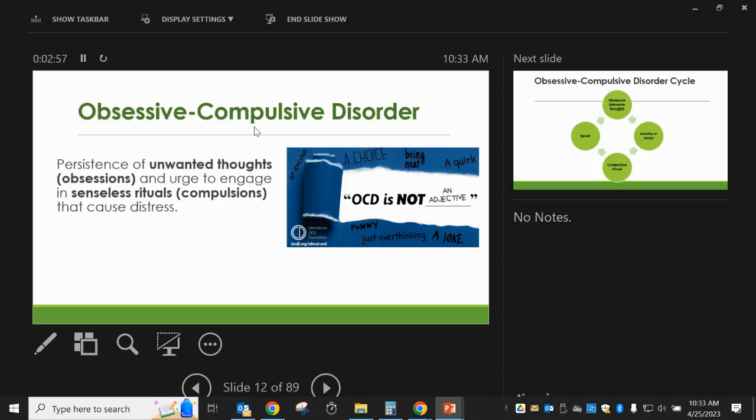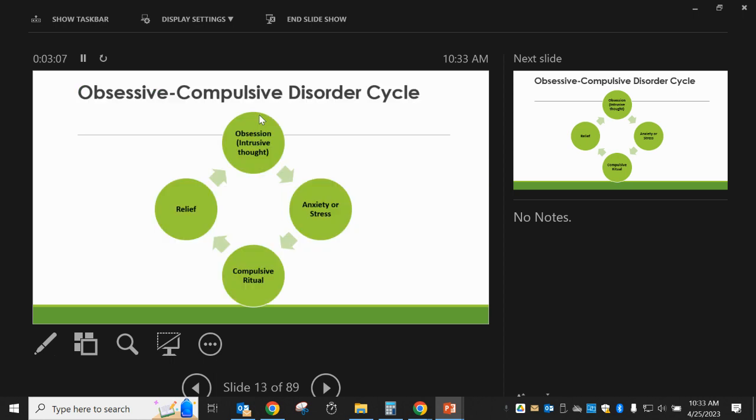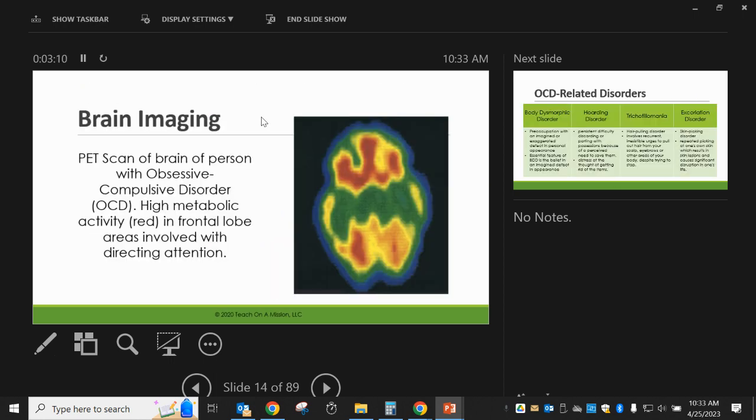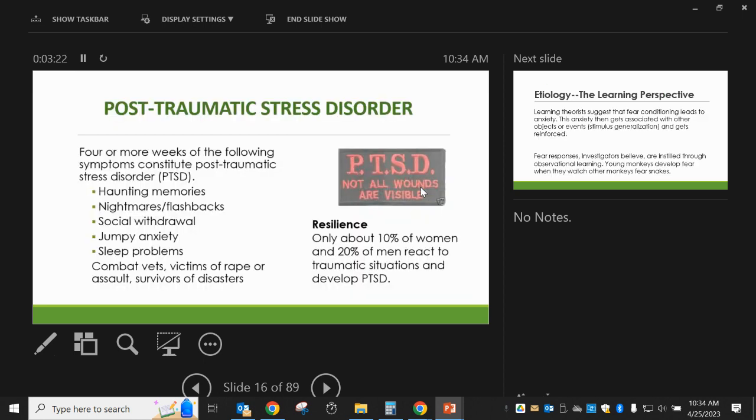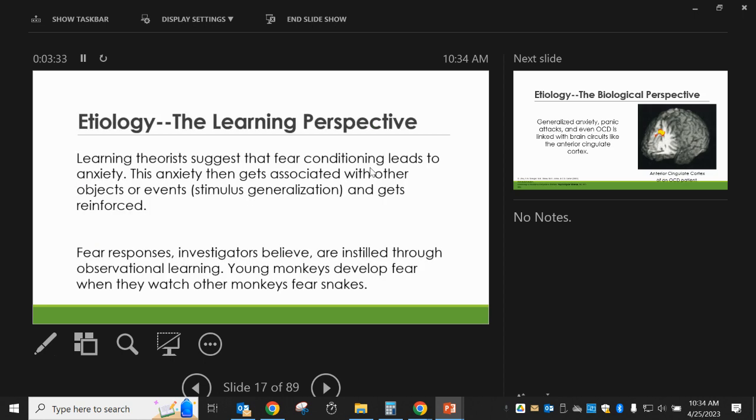OCD: unwanted thoughts are the obsessions, and then the senseless rituals are the compulsions. So if it's talking about a thought, it's an obsession. If it's an action, that's the compulsion. That's a type of anxiety disorder. Other types of OCD disorders: body dysmorphic disorder, hoarding, trichotillomania, which is where they pull their hair out, and excoriation, where they pick at their skin. PTSD is a type of anxiety disorder following trauma. The hallmark symptoms are flashbacks and anxiety and sleep problems.